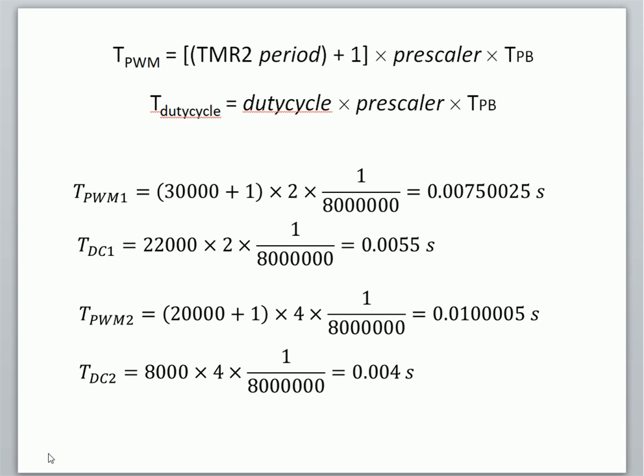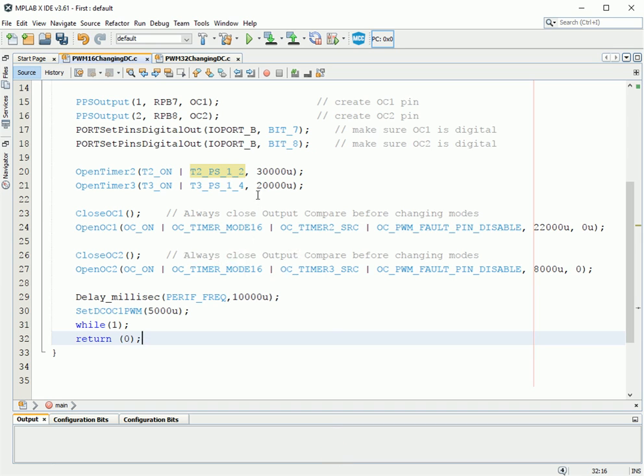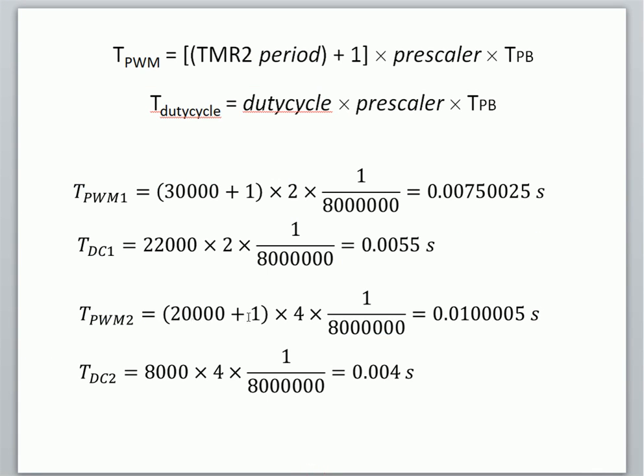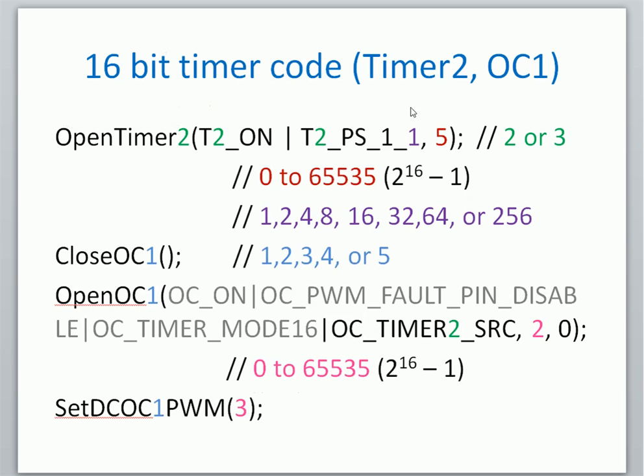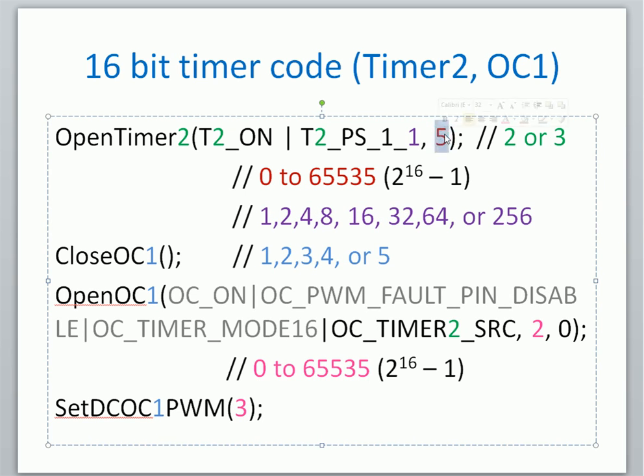Checking the code again, what the other numbers were, 20,000 and 8,000 here. 20,000 plus 1, this much time. Prescaler is 4. 8,000 times 4 times 1 over 8 million gives 0.004 seconds. Okay, so that's how you do the timing. And you should see that I made a mistake earlier because I always forget about this plus 1, right? So to have a period of 5, that really needs to be 4.